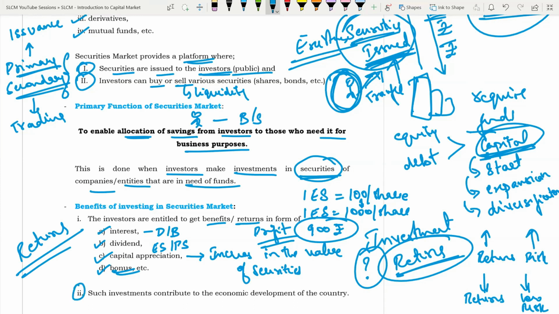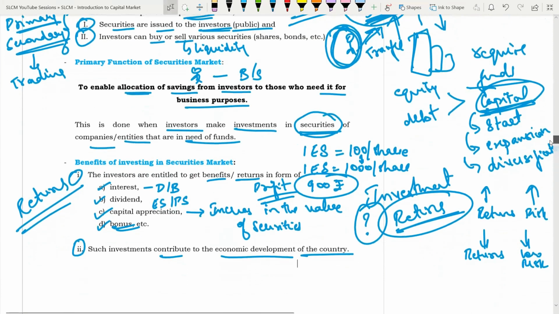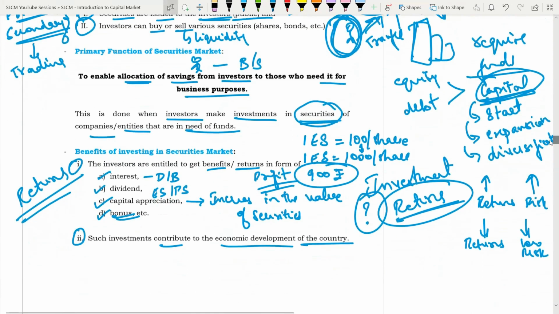Second benefit of investing in the securities market, it is going to contribute to the economic development of the country. How is it going to contribute to the economic development of the country? The country is going to develop with the development of the business. If we are going to generate business, we are going to produce more goods and services, we are going to have more income. We are going to be able to generate more income. If we generate more income, our economy is going to perform well.